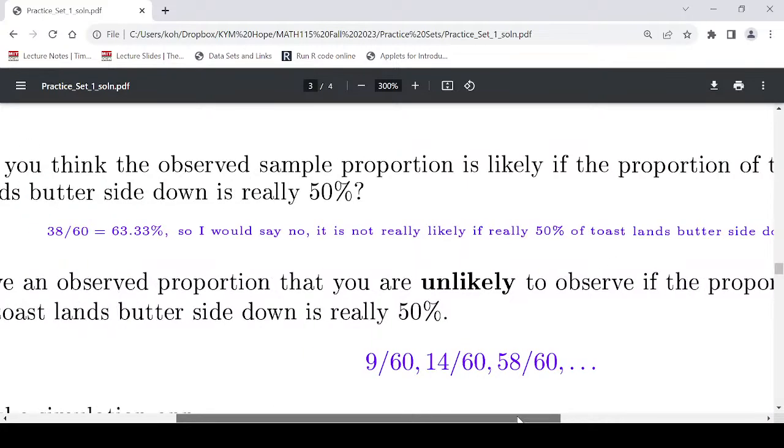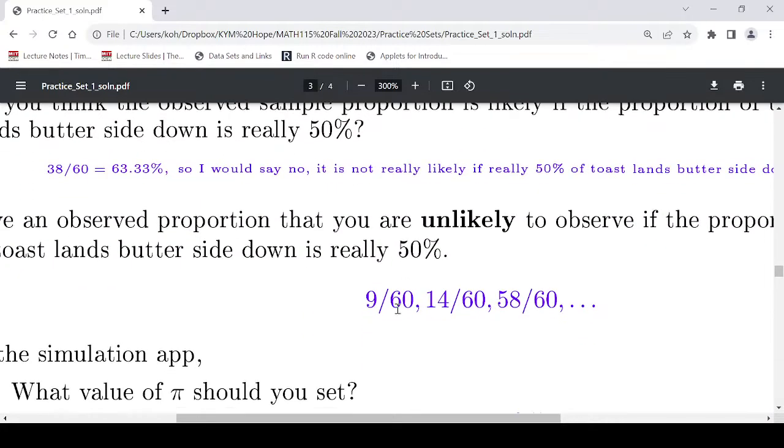Then I asked some other questions. Can you give me some fractions which are unlikely to be seen if really half the time the toast lands butter down when you drop it? Well, anything far away from 50% will do. Either very, very big or very, very small, like that.